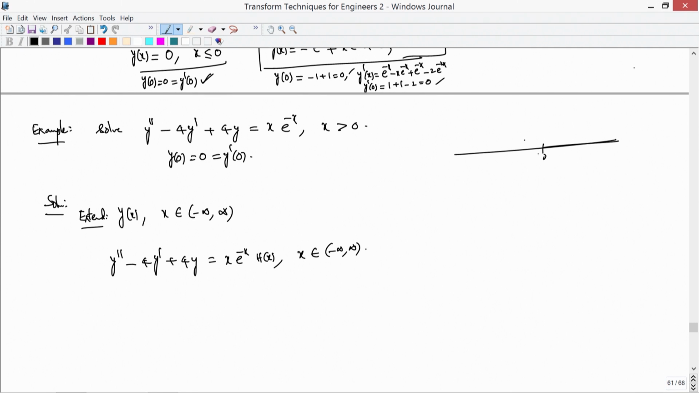As you see, on the negative side it is a homogeneous equation. You know that a homogeneous equation with 0 initial conditions always has the solution identically 0, so y of x equal to 0 for x negative. So, these conditions are automatically satisfied for this equation because at x equal to 0 it is completely 0.